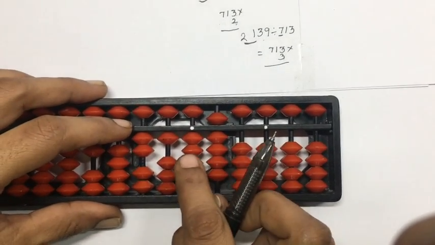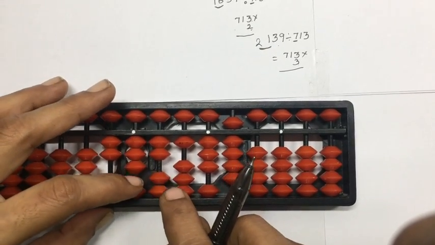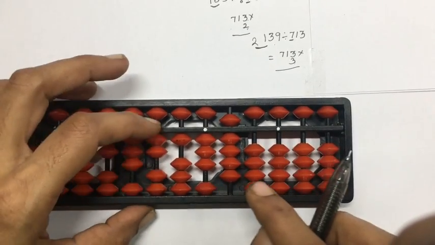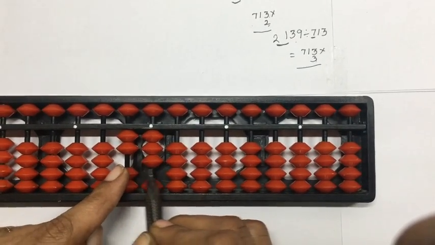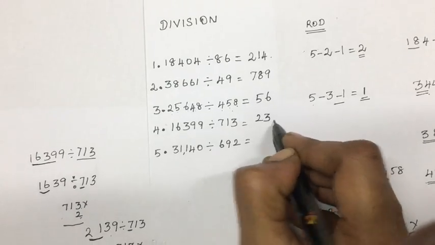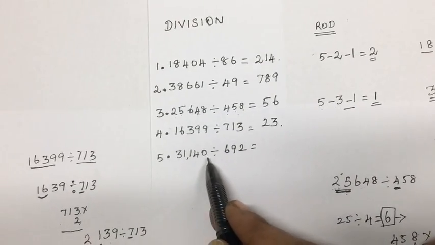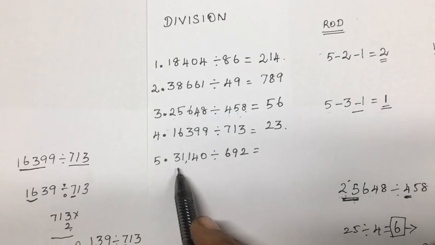From here, jump 3 rods, set the quotient here. 3 times of 713 is 2139. Minus 2139. Answer is 23. Fifth sum, 31,140. Like the previous sum, we are going to set the dividend in the unit rod only.